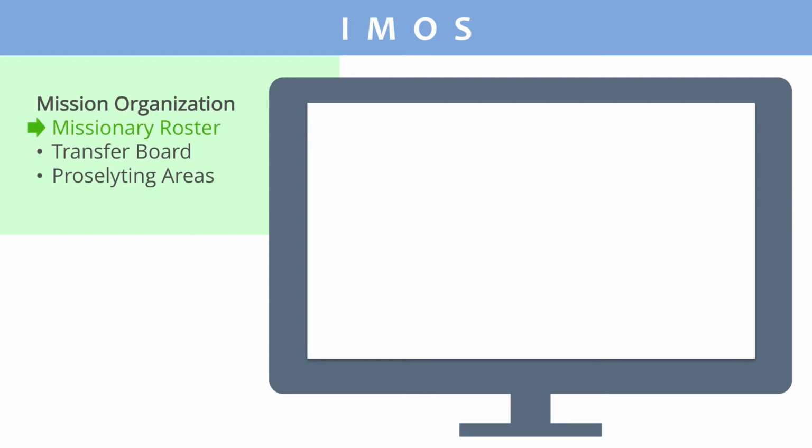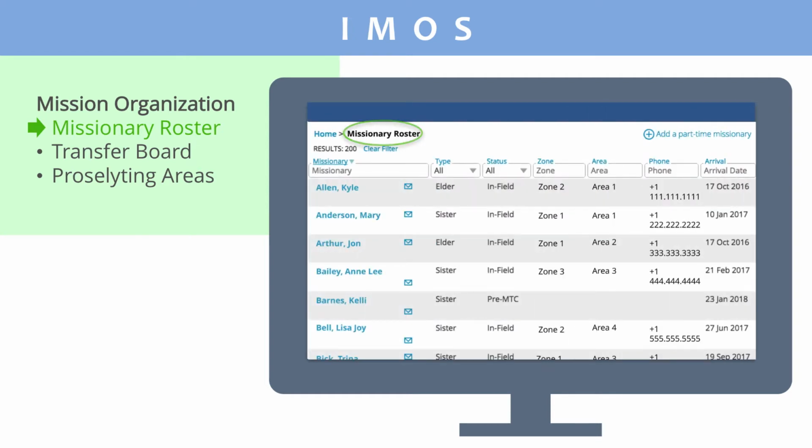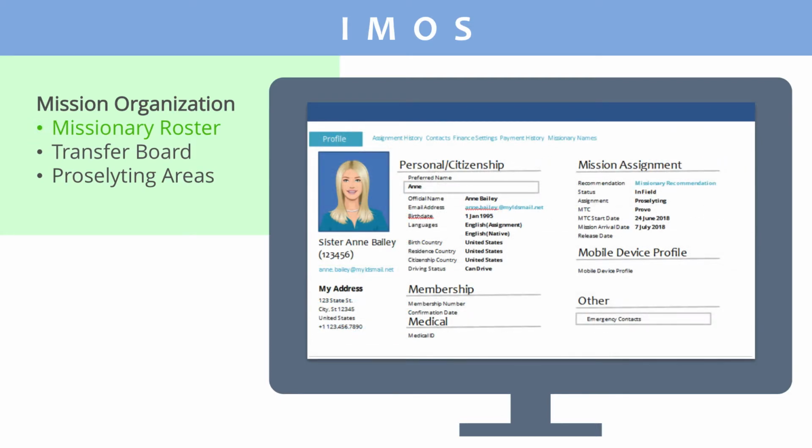Let's begin with the missionary roster. This screen contains a list of all your missionaries. On the left, their names are listed with information for each missionary to the right. Here, you see their zone and area. When you click on the name of one of your missionaries, this screen comes up with more information about that missionary. This main area lists the hometown, home country, and other information. To the right, you see mission assignment information. And this is just the Profile tab, one of several tabs that you can click for more information on that missionary. All of this is part of the Missionary Roster section.